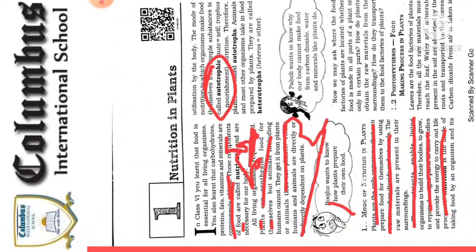Now there is a girl who wants to know why our body cannot make food from carbon dioxide, water and minerals like plants do. Meaning she wants to know that just as plants can make their own food, why can't humans or animals make their food themselves?